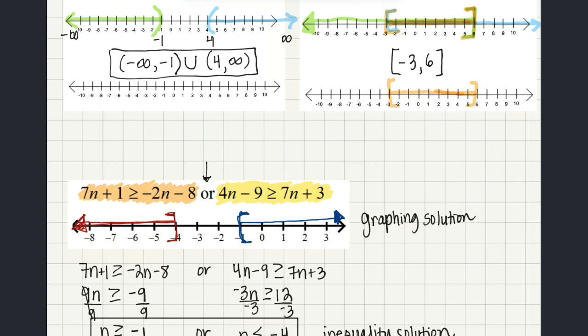However, many times we want the solution in interval notation. From the graph, it's pretty easy to determine that interval. You've got negative infinity to negative 4, with a bracket at negative 4. And then we have negative 1 to positive infinity.